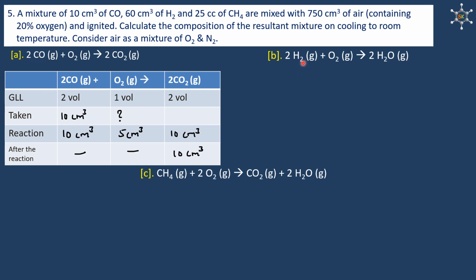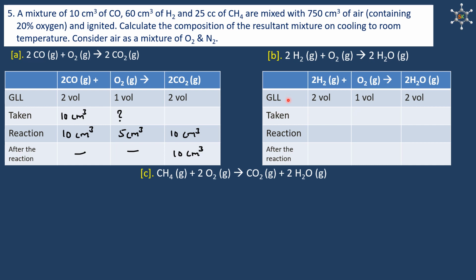For the second equation, applying the same logic, according to Gay-Lussac's law, 2 volumes of hydrogen react with 1 volume of oxygen giving 2 volumes of water vapor. The amount of hydrogen taken is 60 cm³. The amount of oxygen needed is calculated using the unitary method: 60 multiplied by 1 divided by 2, that is 30 cm³. Together, 60 cm³ of hydrogen demands 30 cm³ of oxygen.